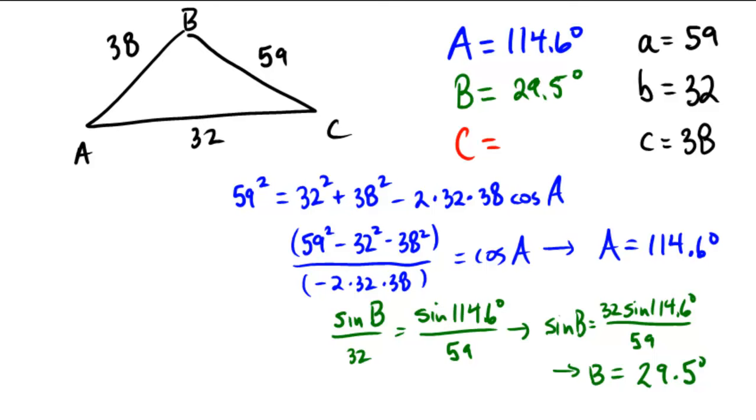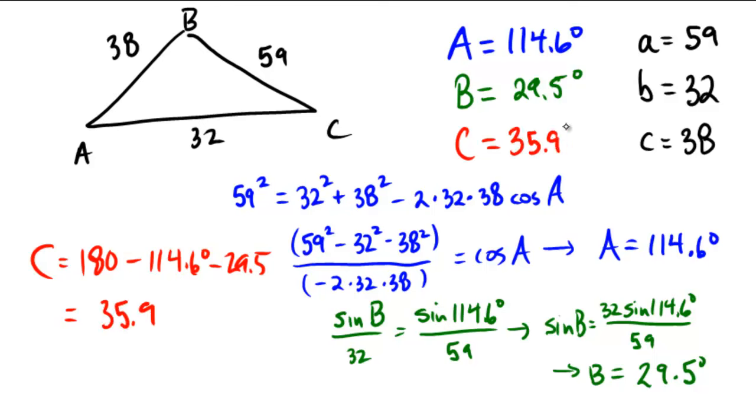Now that last angle is the simple one, right? C is just going to be 180 minus the other two angles, minus 114.6 minus 29.5. So 180 minus 114.6 minus 29.5 looks like that last angle is about 35.9 degrees.